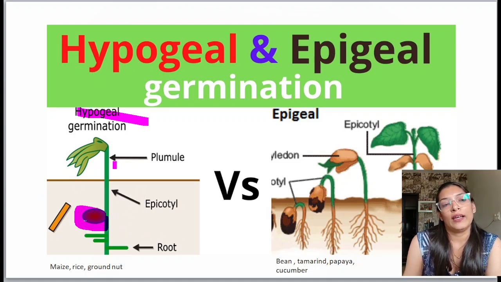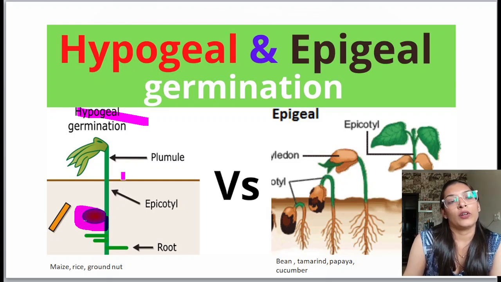Okay, so the epicotyl, if it is growing at a faster rate, then it will tend to push this particular seed below the ground. So the epicotyl is growing at a much faster rate as compared to the hypocotyl, so it leads to hypogeal germination. But in this case, you can observe what happens in epigeal germination. The seed is germinating above the ground. Here you can see the cotyledons are moving up.